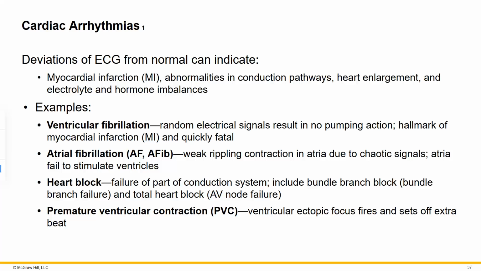A heart block is a failure of part of the conduction system, including bundle branch block, bundle branch failure, or total heart block, AV node failure. Some people can be born with certain blockages in this conduction system, and then they just reroute throughout their lifetime and they can still have a normal functioning heart. It is detected on an EKG, but it's not life-threatening, and it's just something we are aware of for that particular patient. Premature ventricular contraction: a ventricular ectopic focus fires and sets off an extra beat.